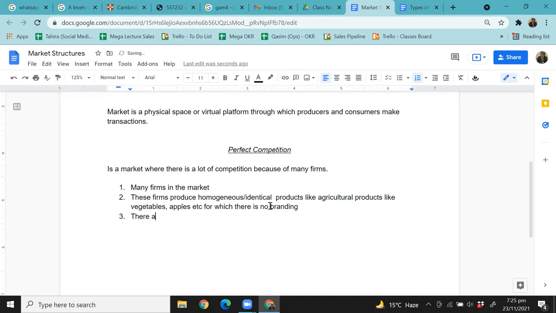Then there are no entry and exit barriers. It's really easy to enter and exit the market. I'll list down entry and exit barriers in a bit, but for now you have to understand there are no entry and exit barriers. Let's discuss this a little bit more.